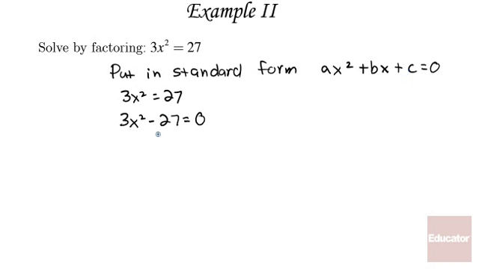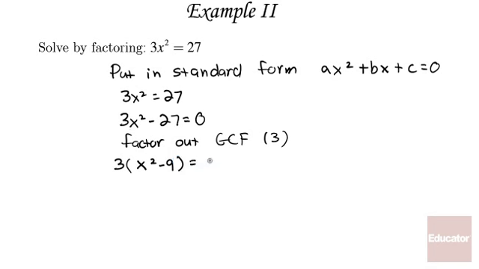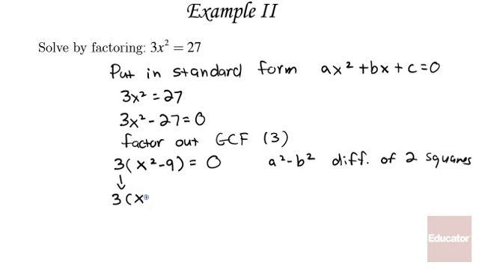Okay, so I'm going to solve by factoring. I have this in standard form. Now I'm going to factor out the GCF. And the GCF is 3. So I'm going to pull that out. Now, I'm looking at this, and I see what I have is something in the form of a squared minus b squared, which is the difference of two squares. So the difference of two squares, always make sure you bring this GCF down. Don't leave it behind. So 3 times x minus 3, x plus 3 equals 0.